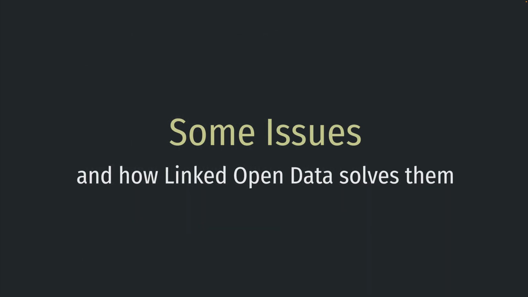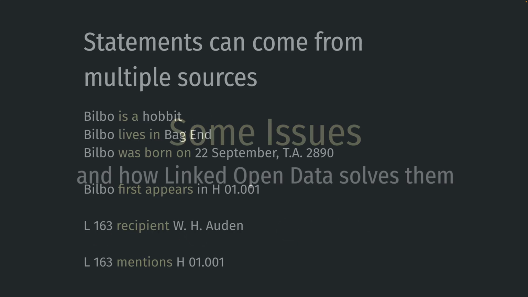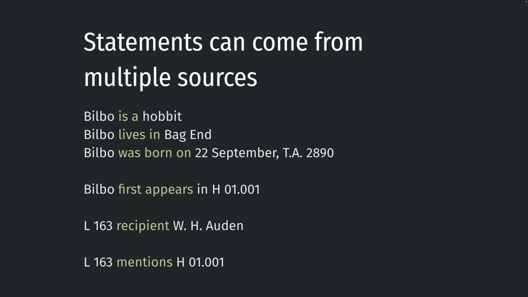Now, some issues may have occurred to you, and so I now want to explain how linked open data solves certain problems that one might encounter with knowledge graphs, especially if they're worked on by multiple independent groups and need to scale to large sizes. The focus on statements is one advantage of linked open data. There does not need to be a single source for everything about a particular entity. Statements can come from multiple sources.